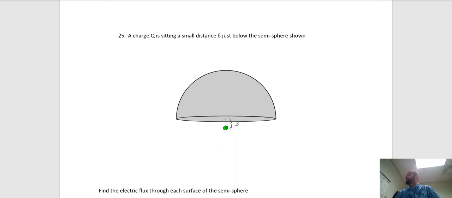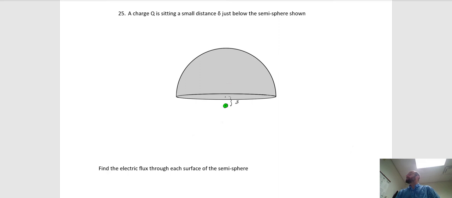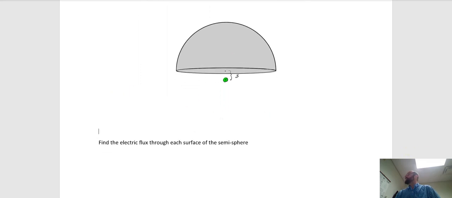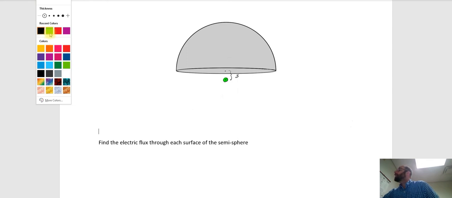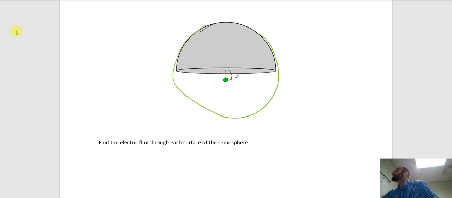All right, number 25. Let's see, find the flux through each surface. So here's a picture. We've got this half circle here with this charge. Now the charge is technically outside of it, but a very small distance away, a distance delta, which is said to be small. So find the flux through each surface. It's referring to the two surfaces at the bottom, like this stuff and this stuff. Now the way you do that, or at least one way, is draw a Gaussian surface. That looks like this, the entire sphere.